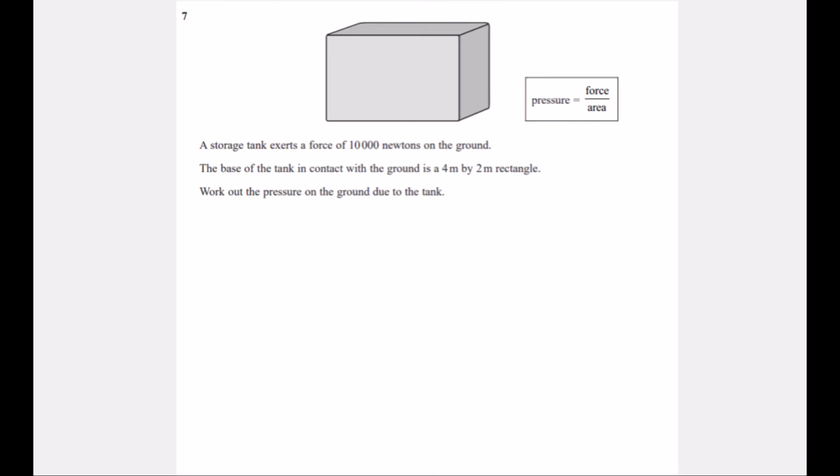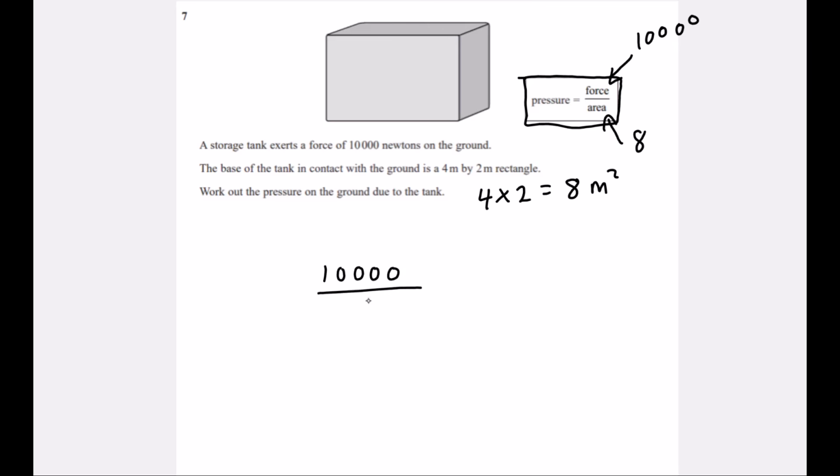Question 7. A storage tank exerts a force of 10,000 newtons on the ground. So we've got pressure equals force over area. That's the force is 10,000 newtons. The base of the tank in contact with the ground, so the area, is a 4 by 2 rectangle. So the area of that rectangle is 8 meters squared. So the area is 8. Work out the pressure on the ground due to the tank. So pressure is force over area. We've got 10,000 divided by 8.